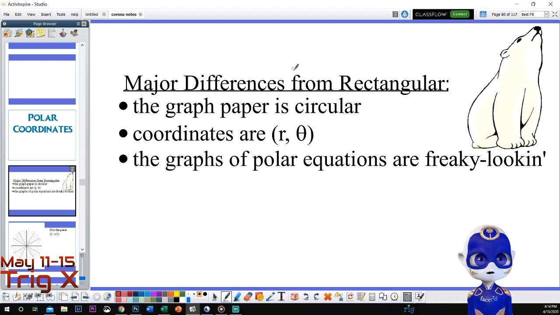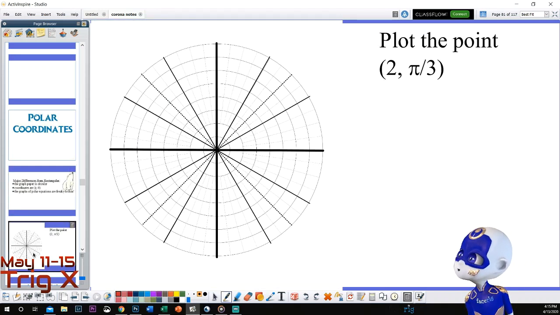The coordinates, instead of being x and y, are actually r and theta. So remember, r is the radius and theta is going to be your angle. So we're not talking about distance across and up anymore. Now we're talking about radius of a circle and the angle of the point on that circle. And again, the graphs of polar equations are freaky looking. First, let's just do some easy point plotting.